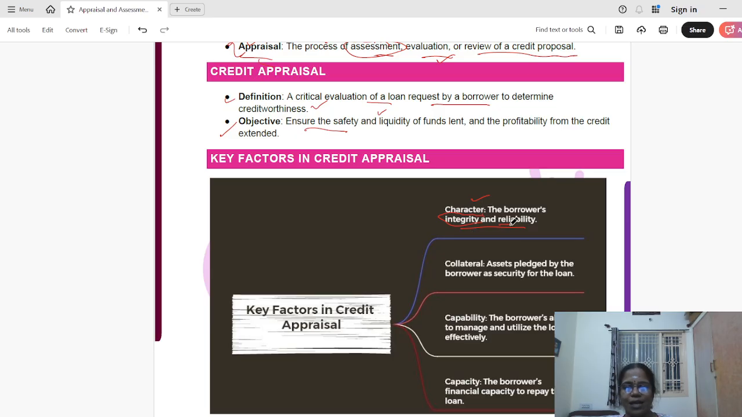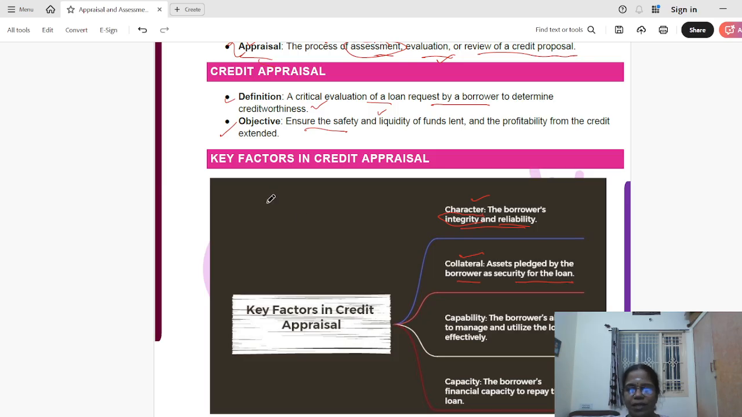So reliability of a customer is one of the important cases. When they make an appraisal, they have to look into the character of the borrower, whether such a borrower has the integrity as well as the reliability. And the next one is the collateral, assets pledged by the borrower as a security for the loan. So collateral is nothing but the collateral security. Some of the loans are lent by the banker against certain collateral security, that is, assets.